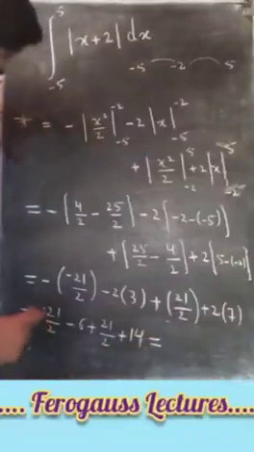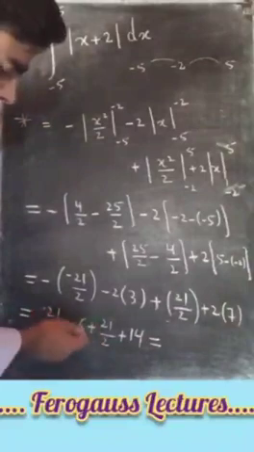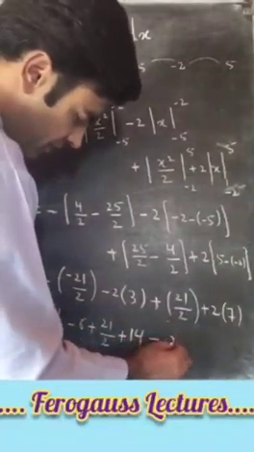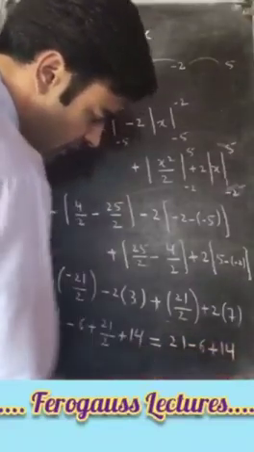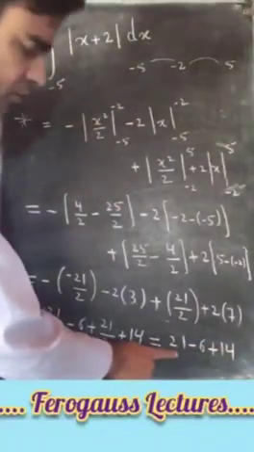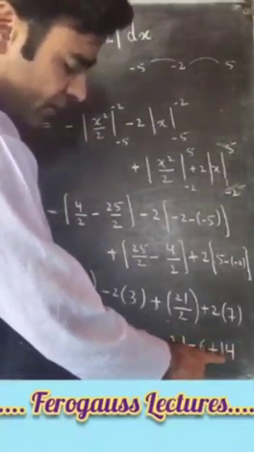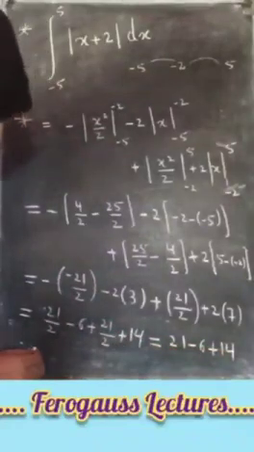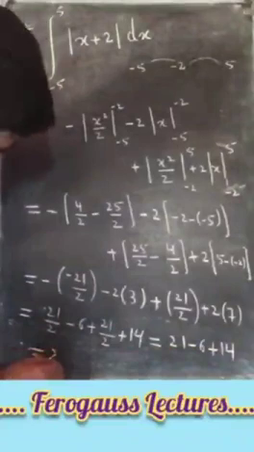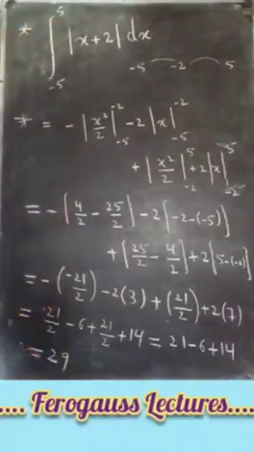That is further equal to 21 by 2 plus 21 by 2, so that's 2 times 21 by 2, which is equal to 21, minus 6, plus 14. Okay, now 21 plus 14 is equal to 35. 35 minus 6 is equal to 29, so that is equal to 29. Therefore the value of this integral is equal to 29.